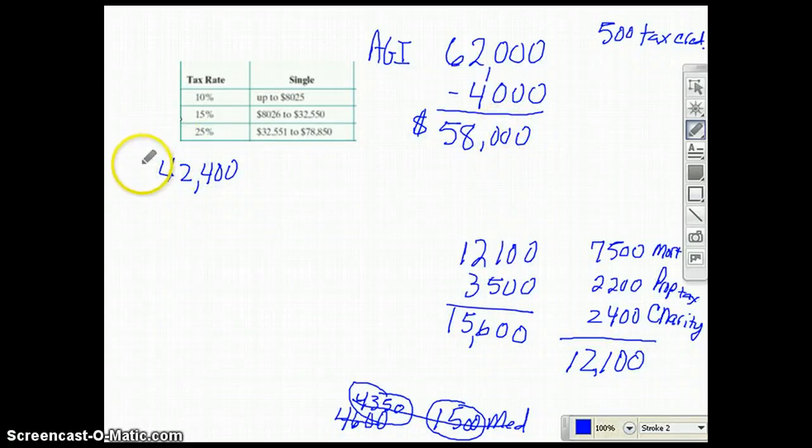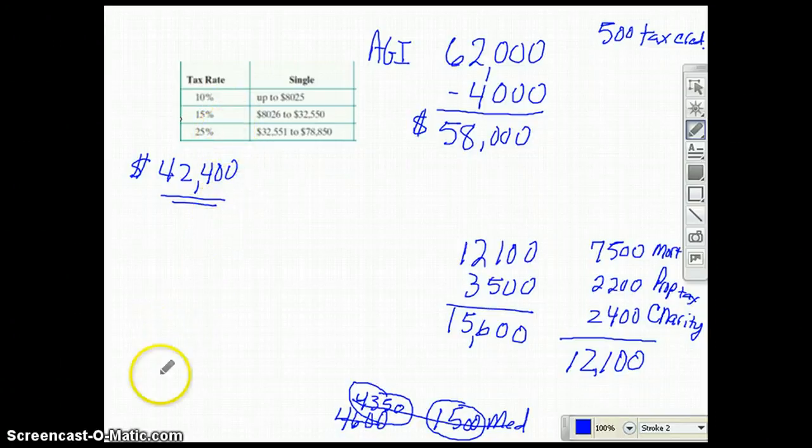Now we have to figure out what the tax would be on this number. This is her taxable income. Now we look at her tax rate. Remember, she was single, and these are her different brackets. What tax bracket is this woman in? She made more than 8,000, so she's past the 10% bracket. Did she make more than 32,000? She did. So she's in the 25% tax bracket.